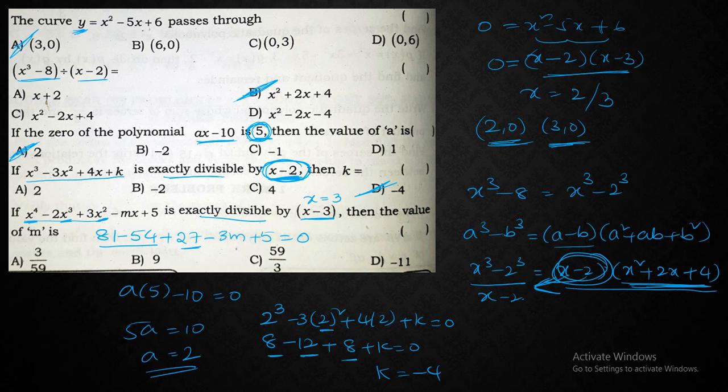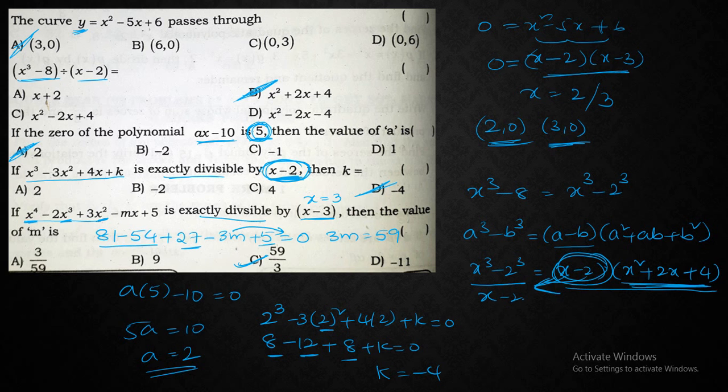So 54 plus 5 is 59, right? If I transpose the 3m to this side, this gives me 3m is equal to 59. So m is equal to 59 by 3. So the answer is 59 by 3.